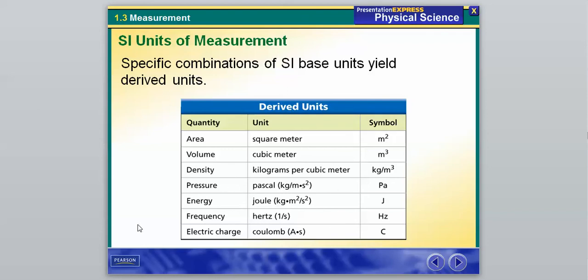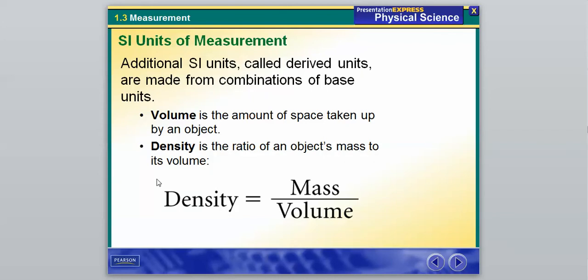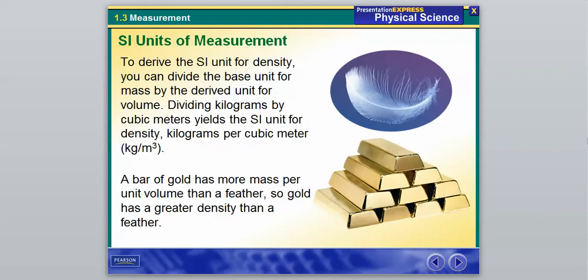And again, don't worry about memorizing these or writing these all down, but I would maybe know that volume and density would be important things to know. And again, to derive the SI unit for density, you can divide the base unit for mass by the derived unit for volume. Dividing kilograms by cubic meters yields the SI unit for density, which is kilograms per cubic meter.